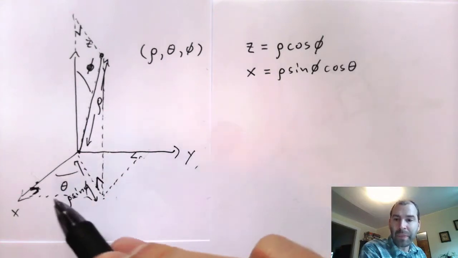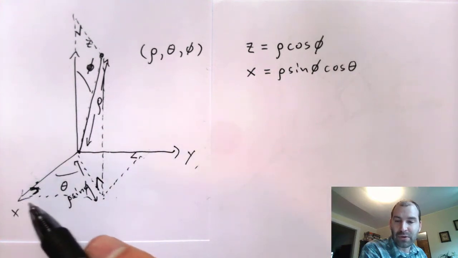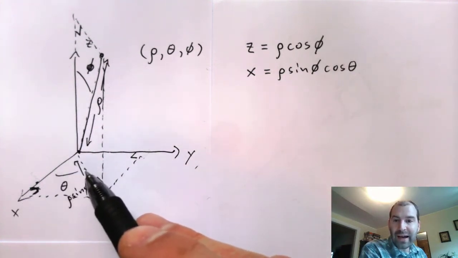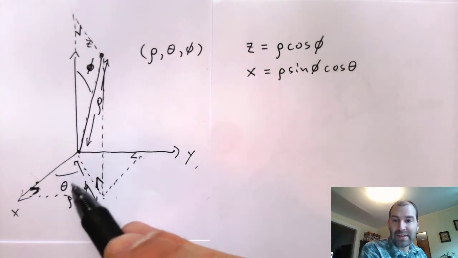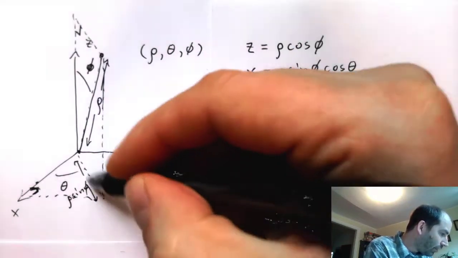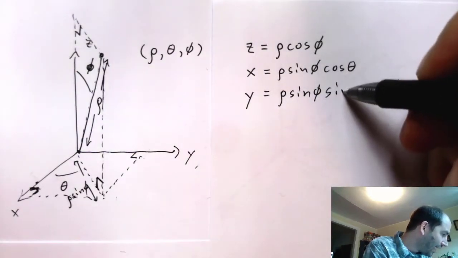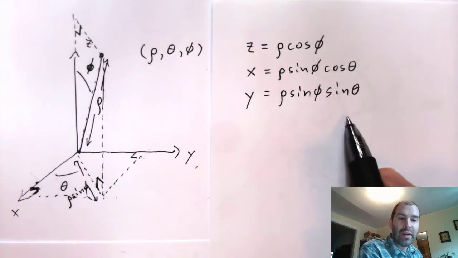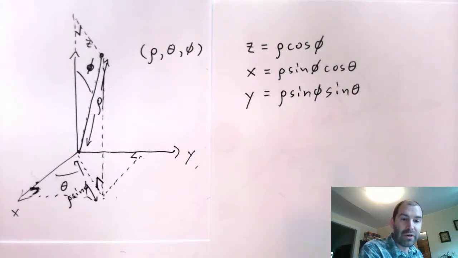To get my y, y is this distance back here. That's my y-coordinate, but that's the same thing as this distance over here. That's the side opposite this angle. So that's going to be this distance times sine theta. So y equals this distance, rho sine phi, times sine theta. And these are the equations that relate spherical coordinates into Cartesian coordinates. Very useful formulas for us going forward.